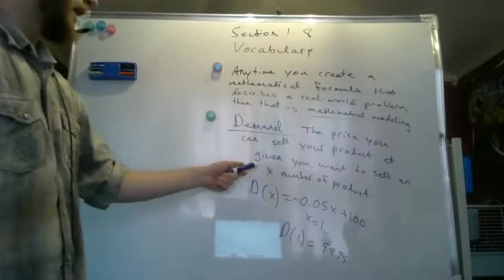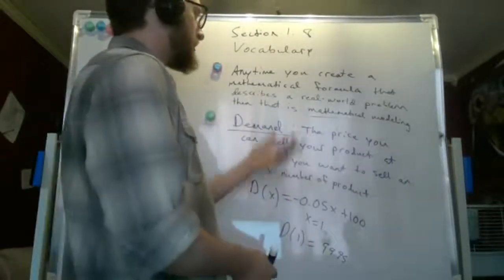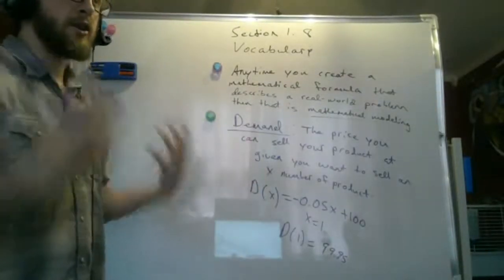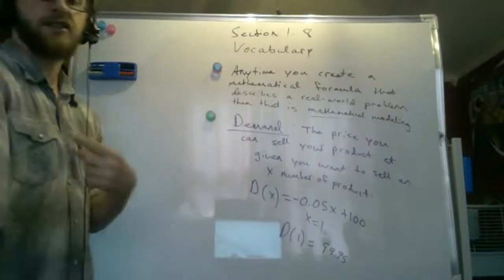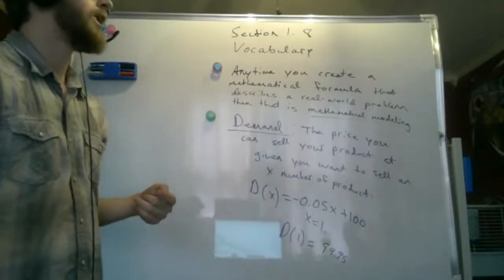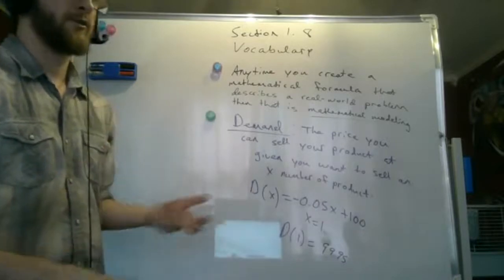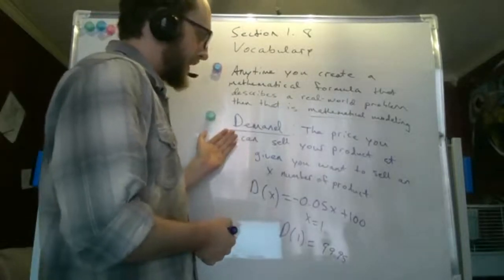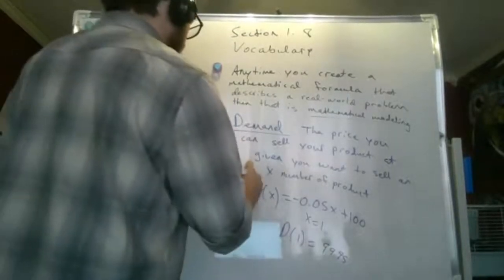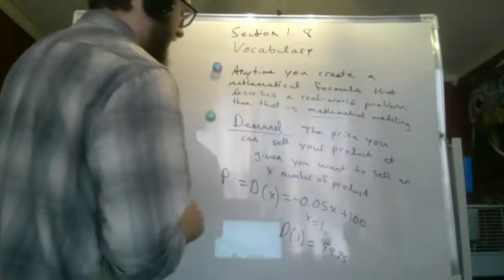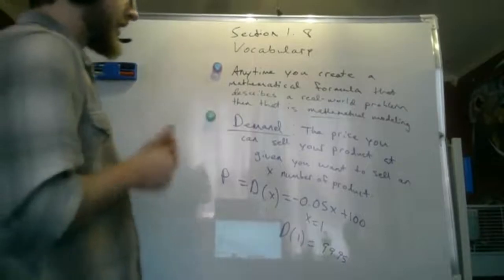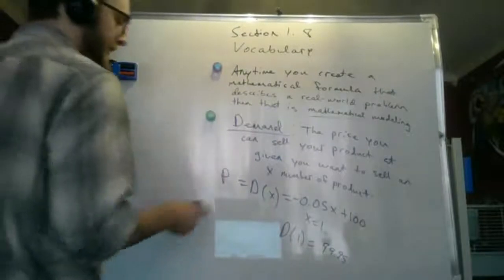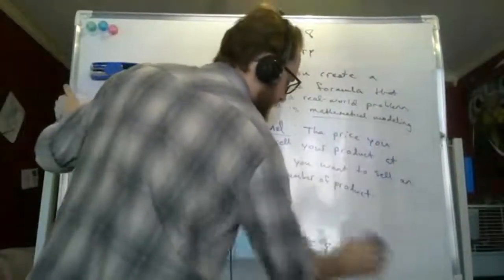So, review. X is the number of product you're wanting to sell. When we talk about these business problems, X is always going to be the number of your product you're trying to sell. You're trying to sell X number of TVs, X number of phones, X number of skateboards, whatever. So this is what demand is, and demand, D of X, is going to equal your price, or P. It's the price you can sell your product at, given the number of X you want to sell. All right, so let's move on from there. That covers demand.